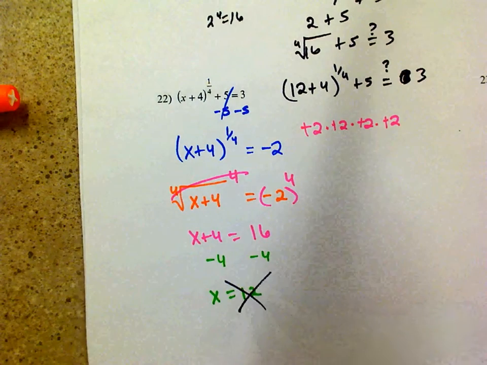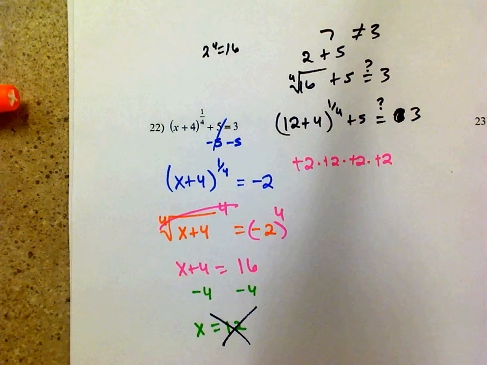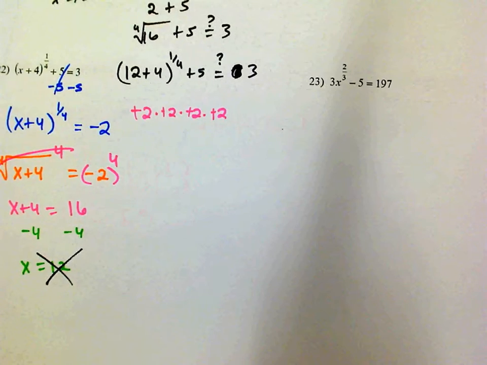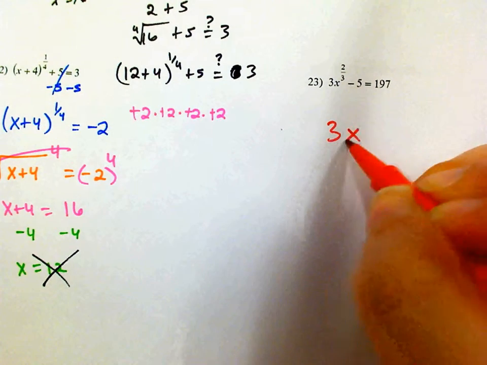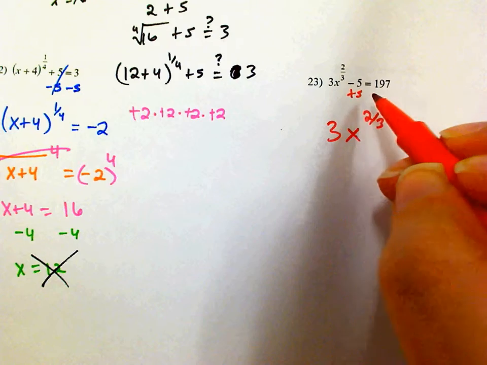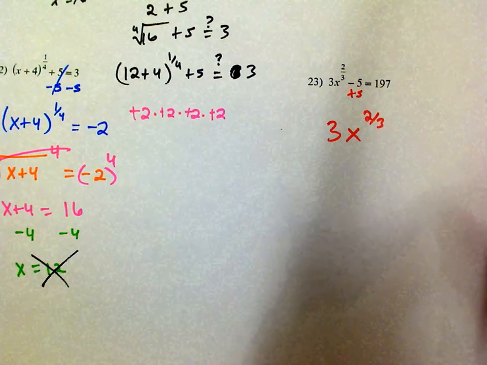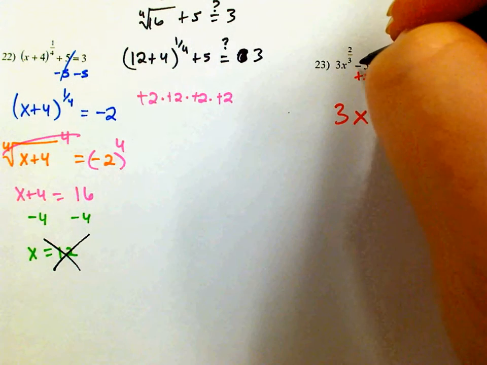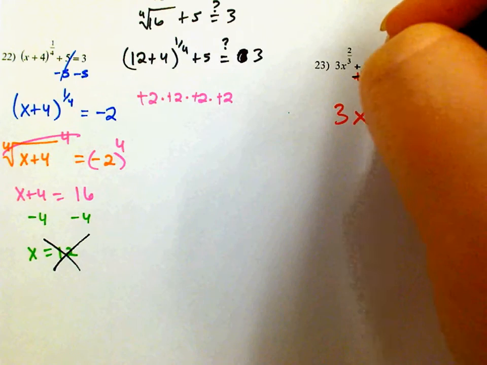Okay, on 23, I need to solve. So I've got 3x to the 2/3. I'm going to add 5. I think I told you to make it 5 already. So I think I said make that plus 5 so that you would subtract 5 from both sides. Okay, so that should have been a plus 5. So we're going to actually subtract 5 from both sides, leaving me with 3x to the 2/3 equals 192.